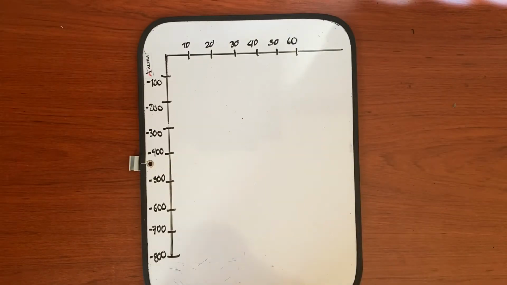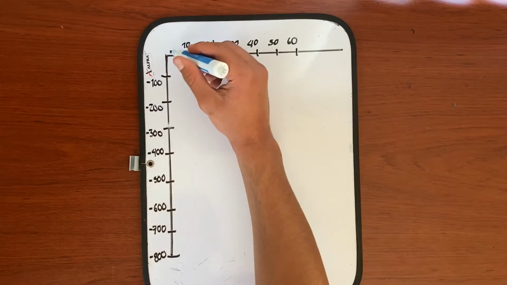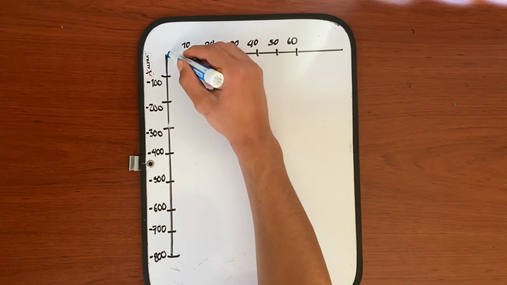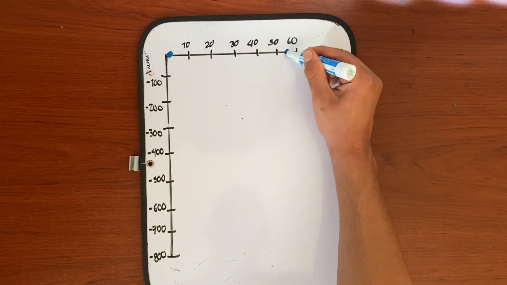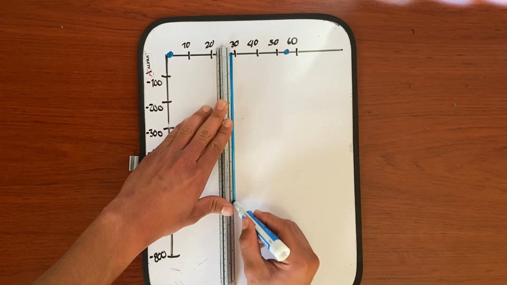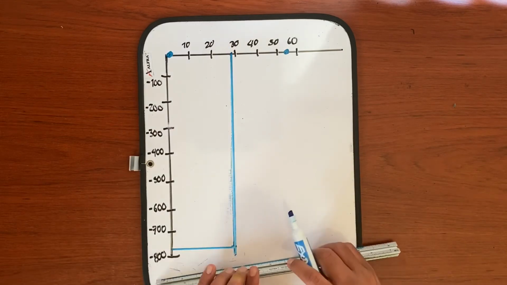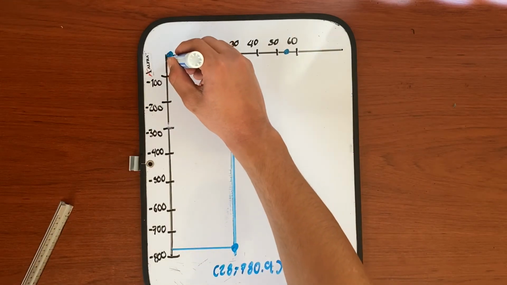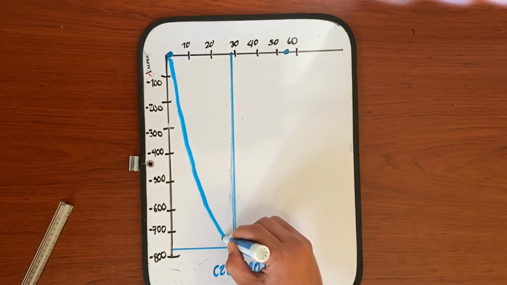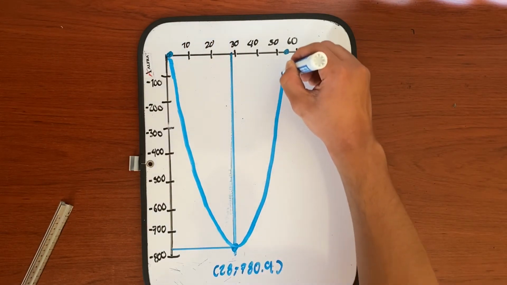Now it is time to graph our function. First, we locate our two zeros on the graph. And then we draw our vertex. And this is how we draw our parabola out of the function.